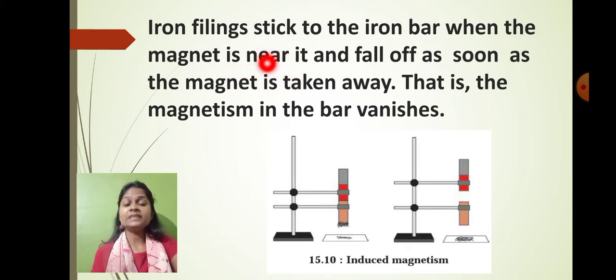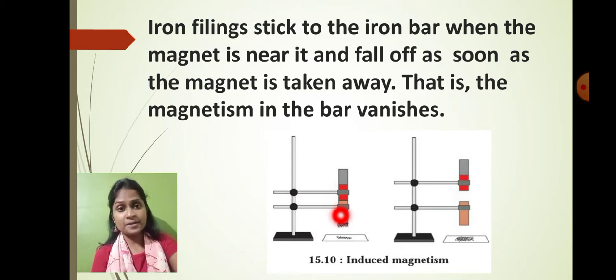The iron filings will stick to the iron bar when the magnet and the iron bar are in contact with each other. But as soon as you take away the magnet, they fall off immediately. Am I right? So can I say that magnetism is induced in the iron bar?